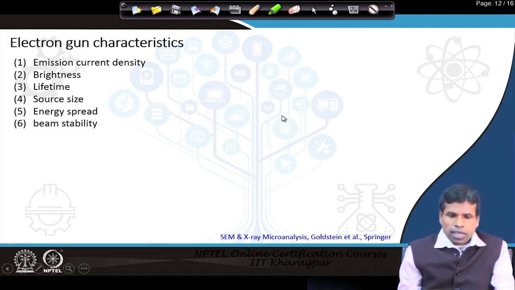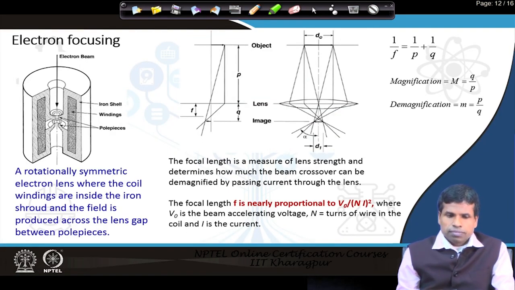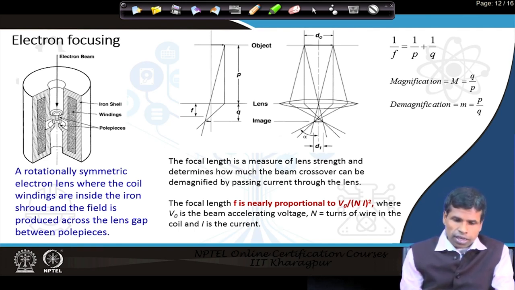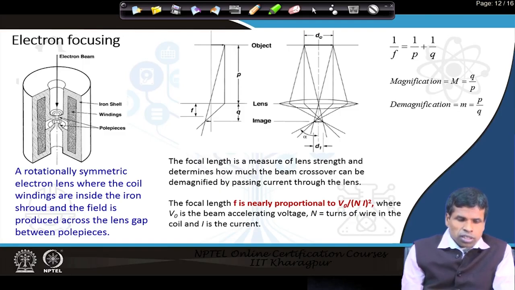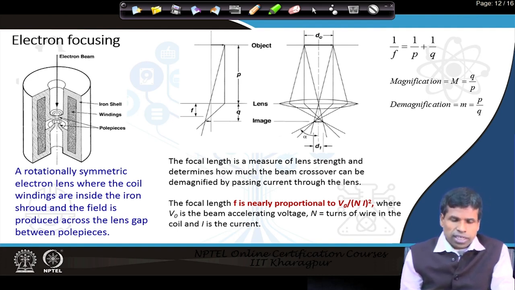So then, after the gun, we have lenses. We use electromagnetic lenses. By passing electric current into the lens, we can change the strength of the lens, and therefore we can change its focal point, etc. Mostly electromagnetic lenses are used in the scanning electron microscope to make the beam smaller, so that a finer electron beam means a smaller spot size can be incident on the sample and can provide information from a small area, and therefore it gives us a high resolution image.